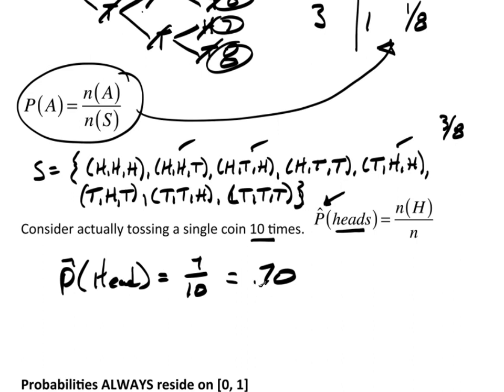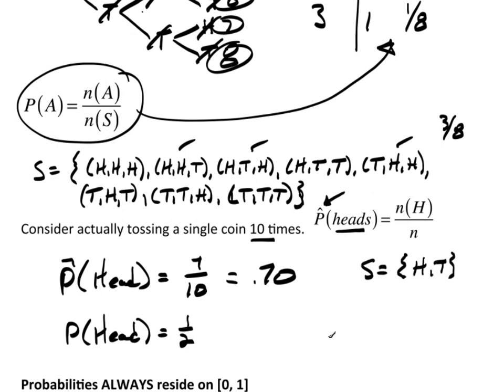Now in theory, this should not have happened, but 10 is actually kind of a small number, so who knows what's happened for sure. But in theory, the probability of getting a head is actually 1/2 for a single coin, because the sample space would be simply heads, tails. And we're assuming that this is a fair coin, so the probability of a head equals the probability of a tail. So the probability is going to be 1/2.